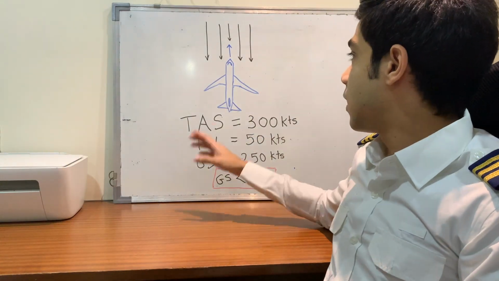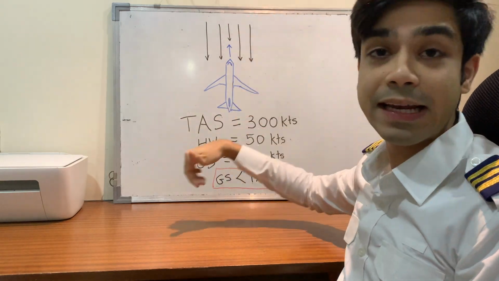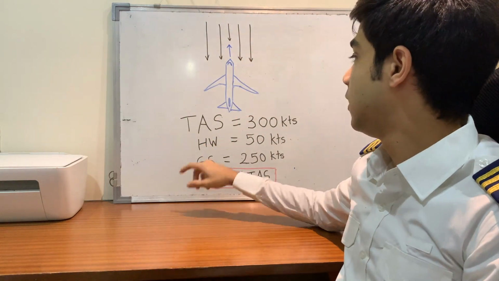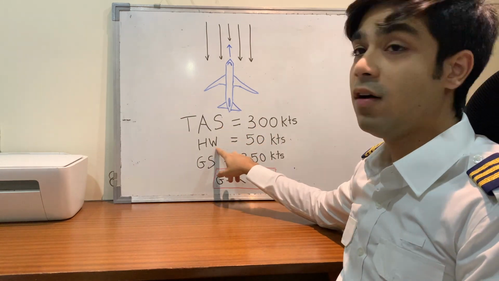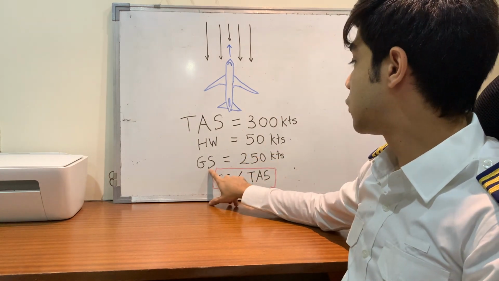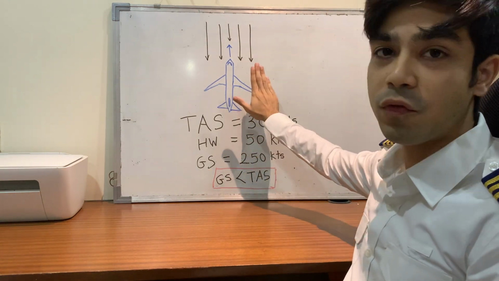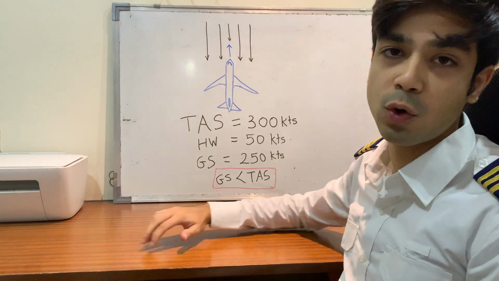As you can see, this airplane is trying to fly in this direction, and it's getting a headwind exactly in the opposite direction. So let's say his true airspeed was 300 knots, and he was getting a headwind of 50 knots. So his ground speed is going to be 250 knots. As you can see, your ground speed is going to be lesser than your true airspeed.